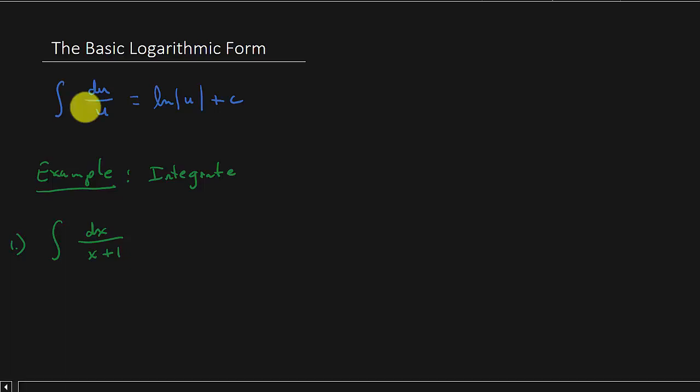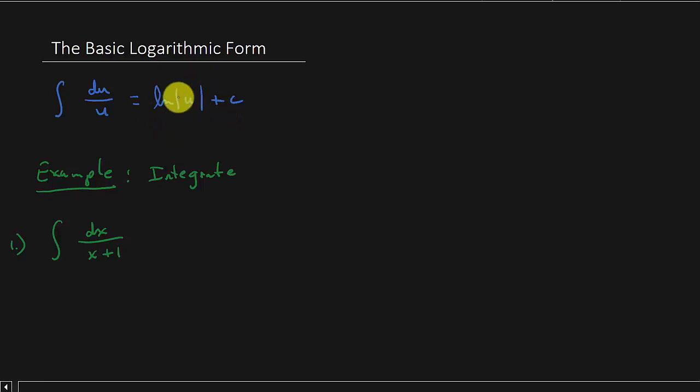So first thing, we've got the integral of du over u is equal to the natural log of the absolute value of u plus c. So basically what we've got here is a fraction, and notice that the derivative of the denominator is in the numerator. See, we've got u here and we've got the derivative up here. And that's the logarithmic form. So that's equal to the natural log absolute value of u plus c.